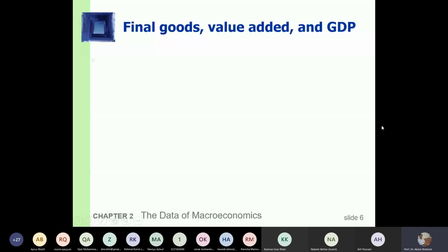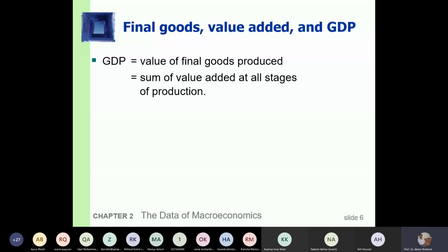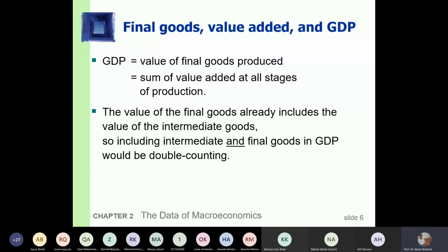So GDP is the value of final goods produced in the economy, and it is the sum of value added at all stages of production. Either we take the value of final goods produced, or we take the sum of the value added at all stages of production. The value of the final goods already includes the value of the intermediate goods. So including intermediate and final goods in GDP would be double counting. That's why we take only final goods.